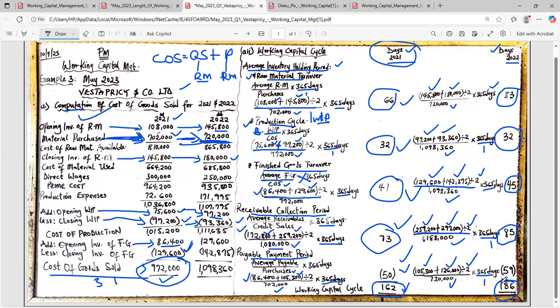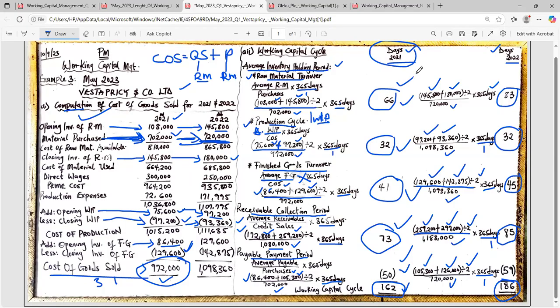But professionally speaking, for us to be able to advise management, we are going to advise management on an individual level, not on the total level. Am I making sense now? So we are going to advise management on this 66 that relates to raw material, this 32 that relates to work in progress, this 41 that relates to finished goods, this 73 that relates to receivables, and this 50 that relates to payables. Not really on this 162, because 162 is a figure that comprises several figures. So we need to address what these figures are first before we can address 162.